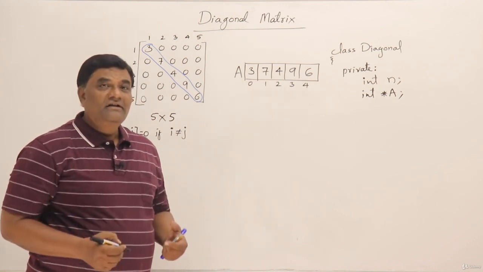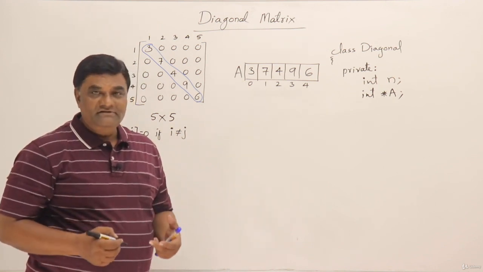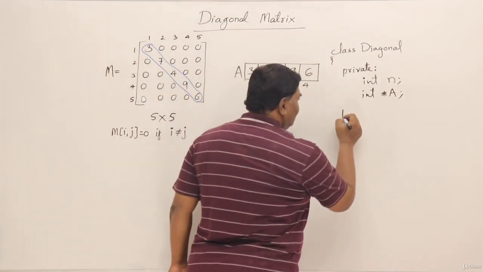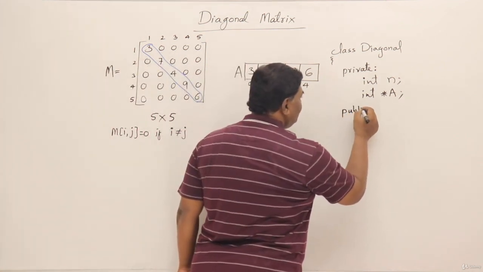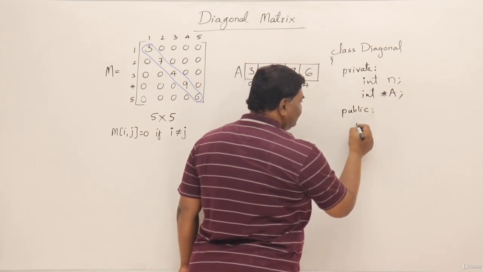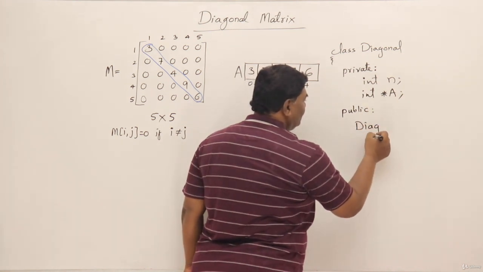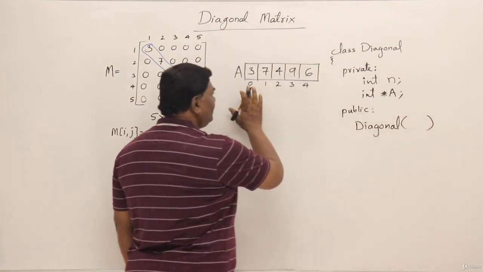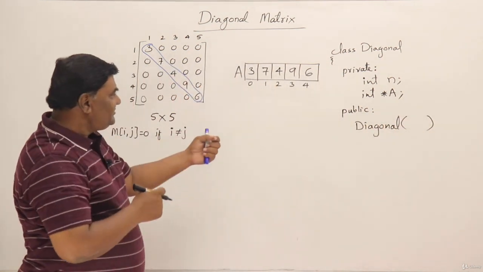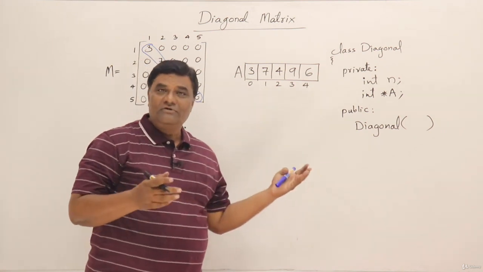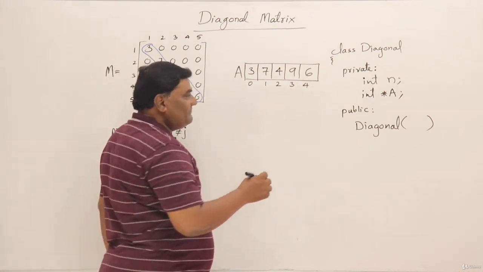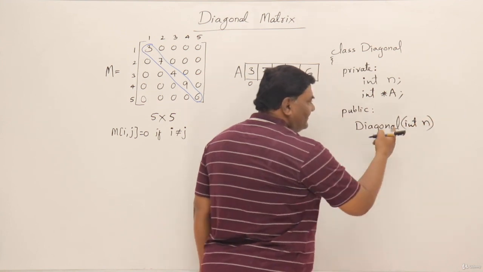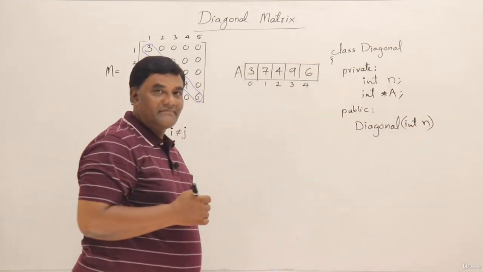The next thing I should write is a constructor. So the constructor goes inside public. I will write a constructor for diagonal. When you are creating an object of this class, what do we need? We need the dimension, whether it is of size 5 or 4, whatever it is. So I need a dimension. Let us take int n. This will take a dimension.